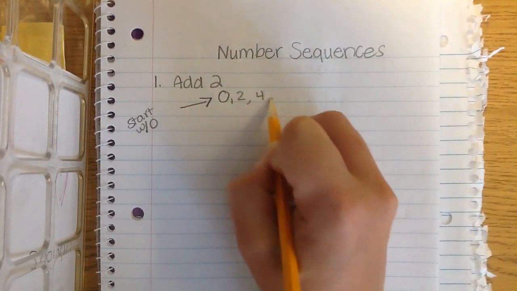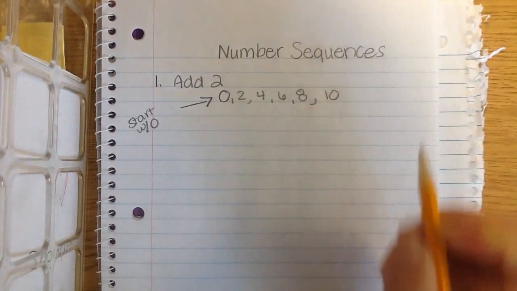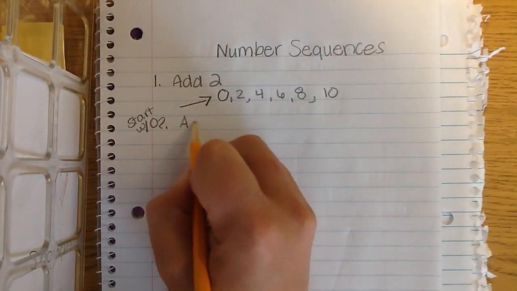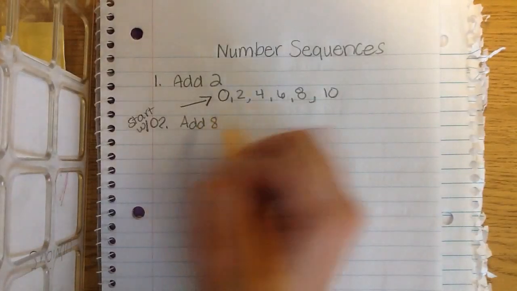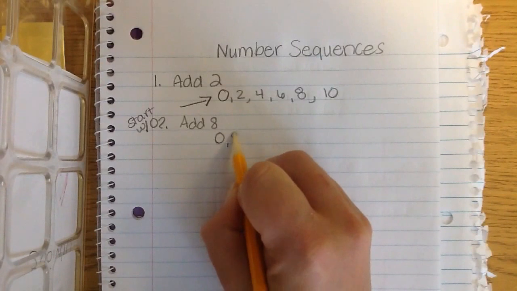So this is all we're doing. So I might go 5 long, and that's how I know when to stop. So I have the other rule that says add 8. I'm going to do the same thing. I'm going to start with 0 and I'm going to add 8.